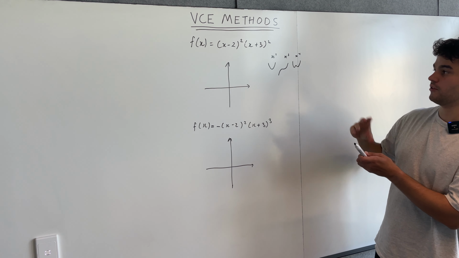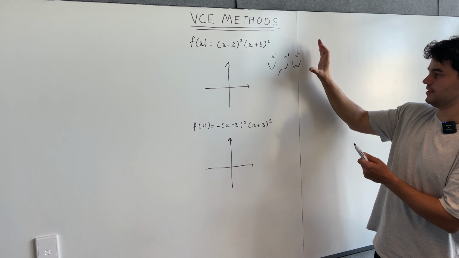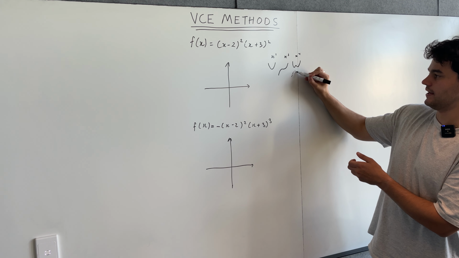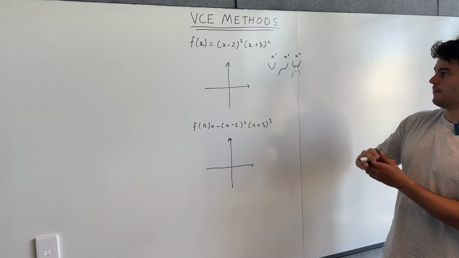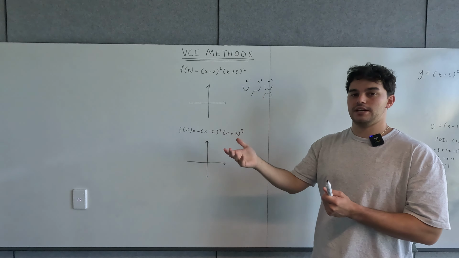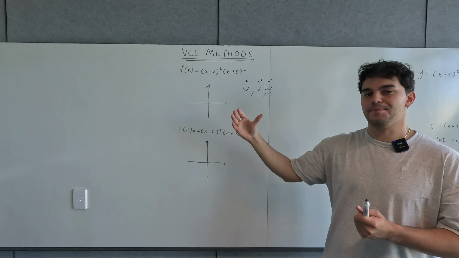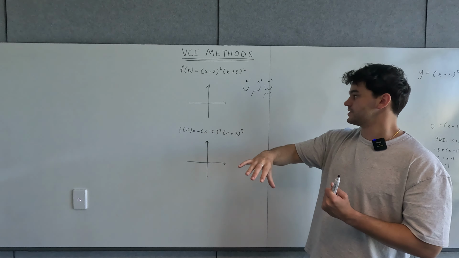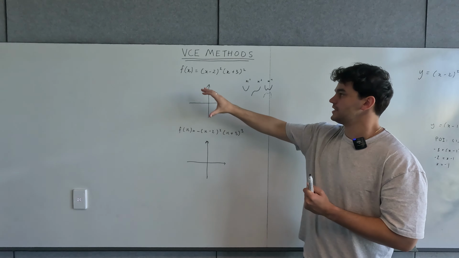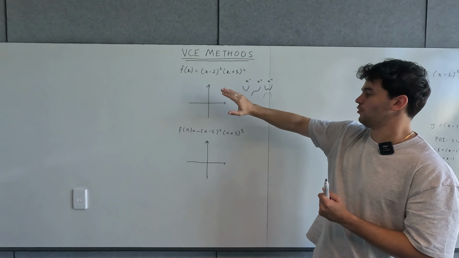So if it's a positive quartic, then it starts and finishes in the positive region. If it's a negative, then it starts and finishes in the negative region. But then for odd powered polynomials, it's different. You alternate the positive and the negative region for the start and the finish respectively. So we just have to consider that when sketching these polynomials here.